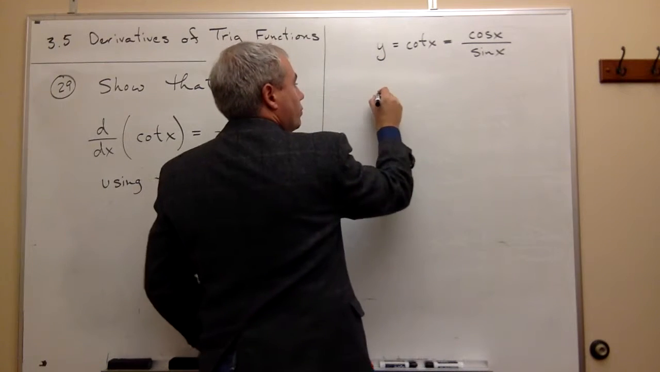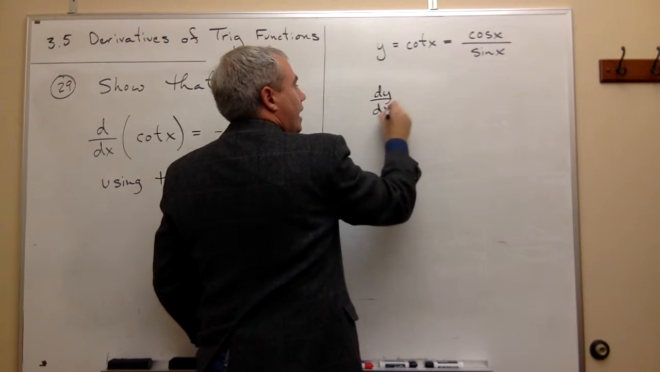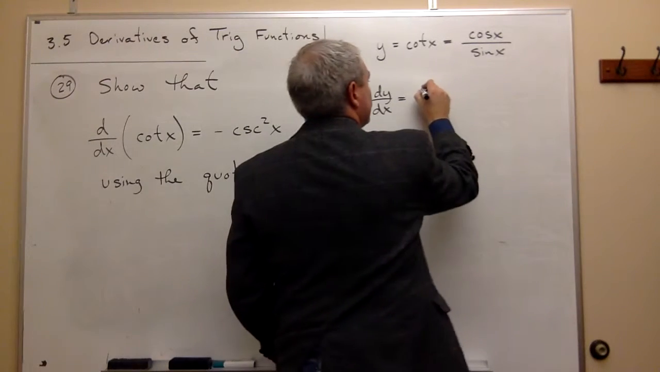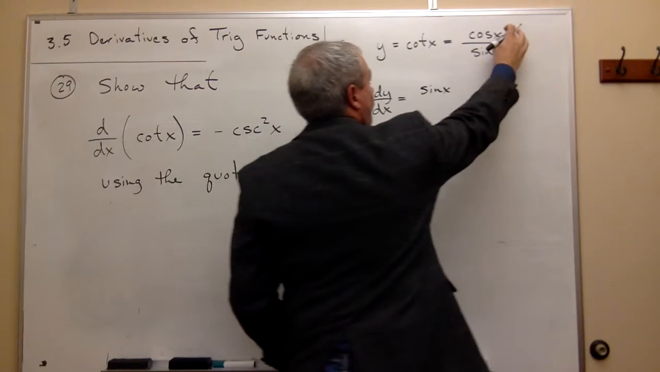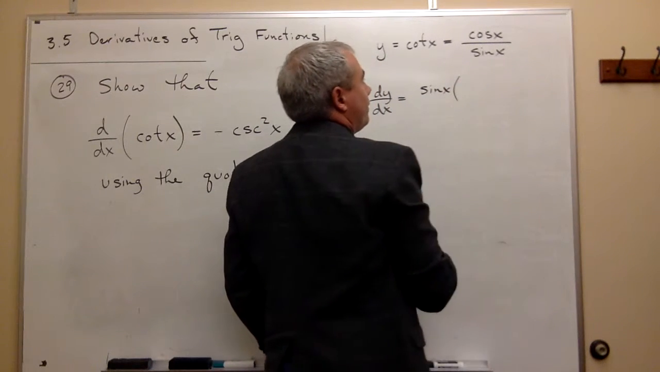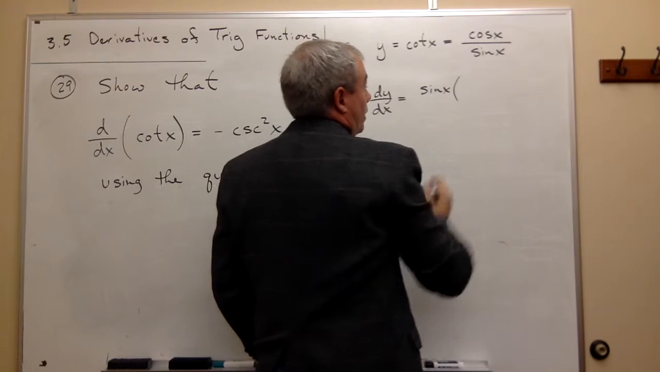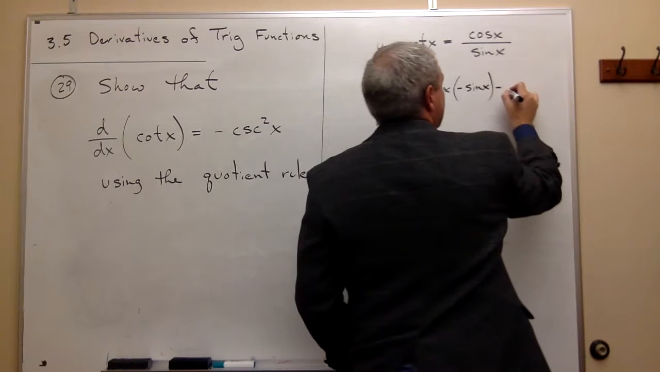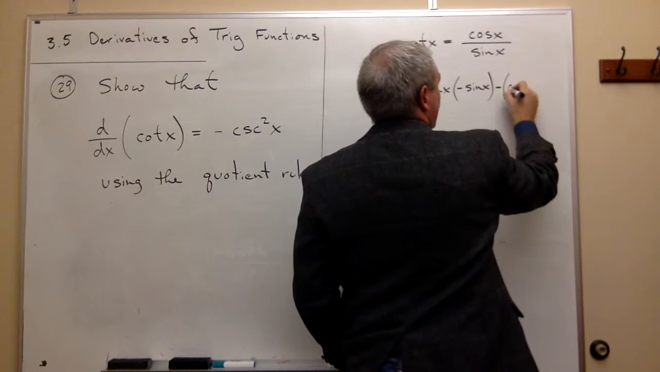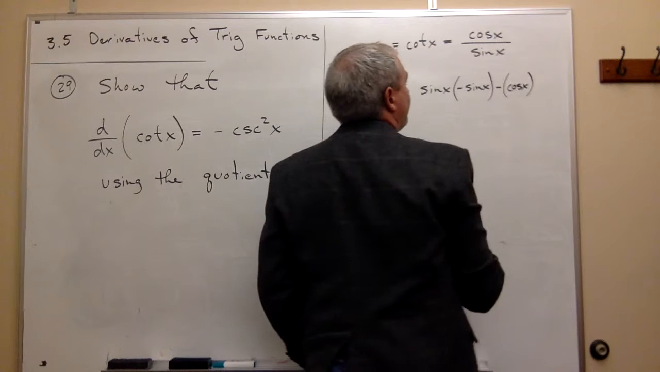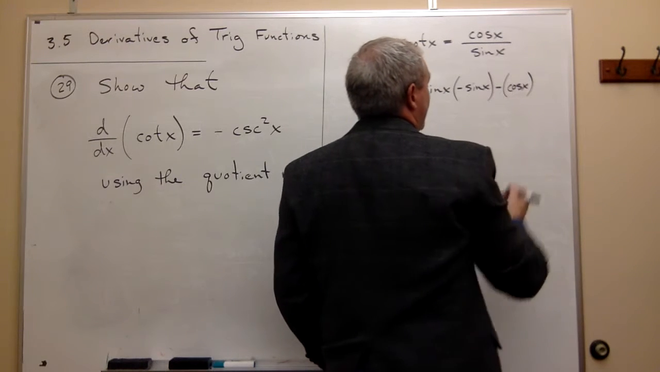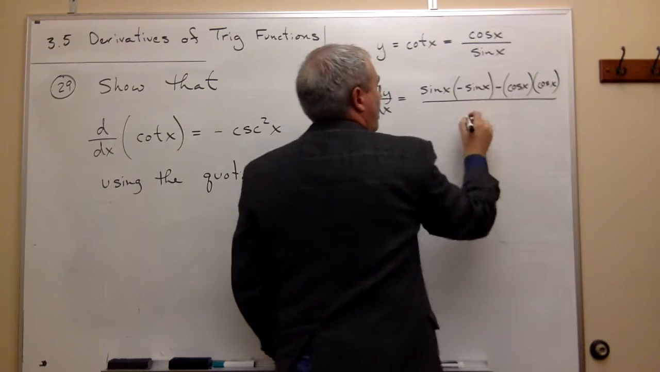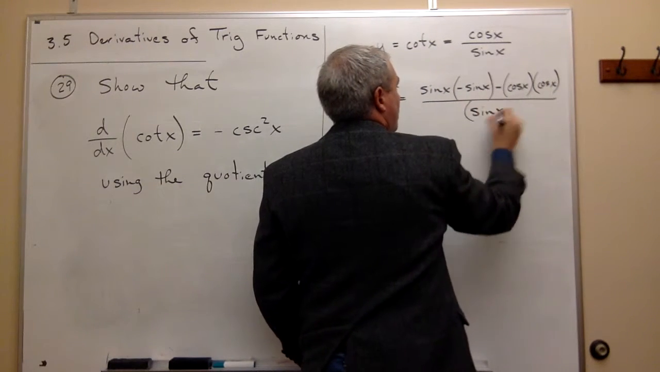So if I use the quotient rule, I get that dy over dx is equal to the bottom, which is sine of x, times the derivative of what's on top. Well, the derivative of cosine of x is negative sine of x, minus the top, which is cosine of x, times the derivative of the bottom. Well, the derivative of sine of x is cosine of x, all divided by the bottom, which is sine of x, quantity squared.